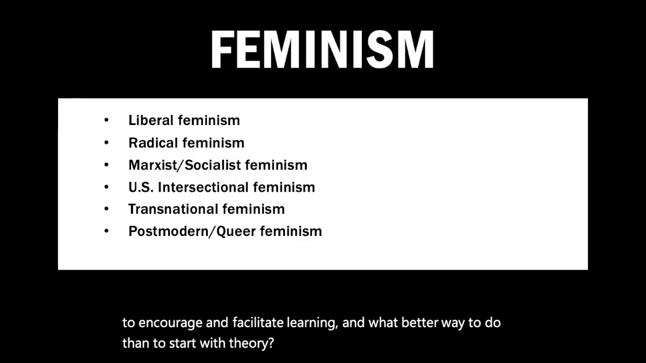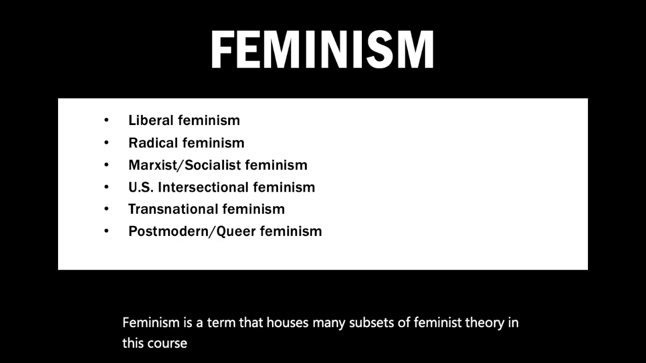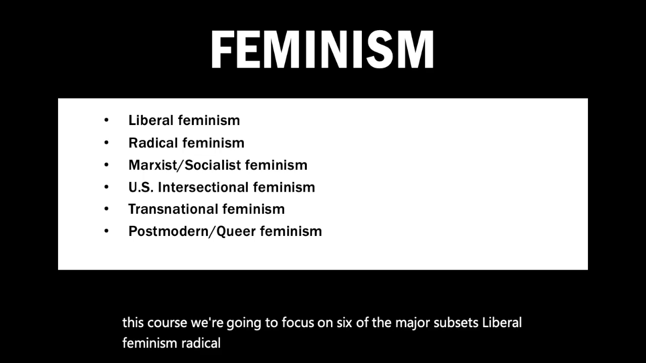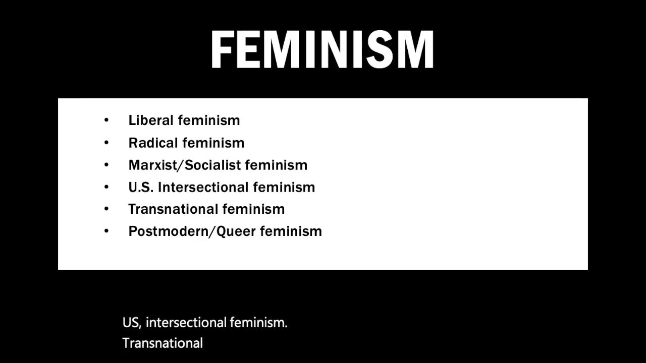Feminism is a term that houses many subsets of feminist theory. In this course, we're going to focus on 6 of the major subsets: liberal feminism, radical feminism, Marxist and socialist feminism, U.S. intersectional feminism, transnational feminism, and postmodern queer feminism.